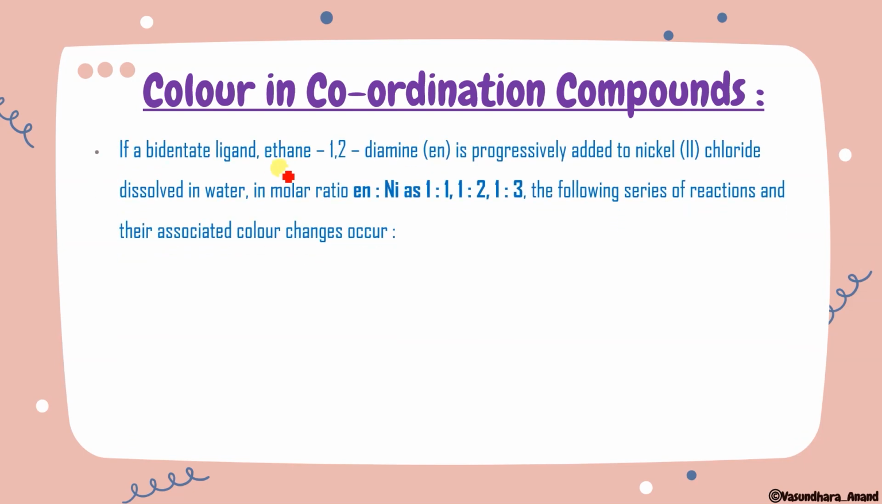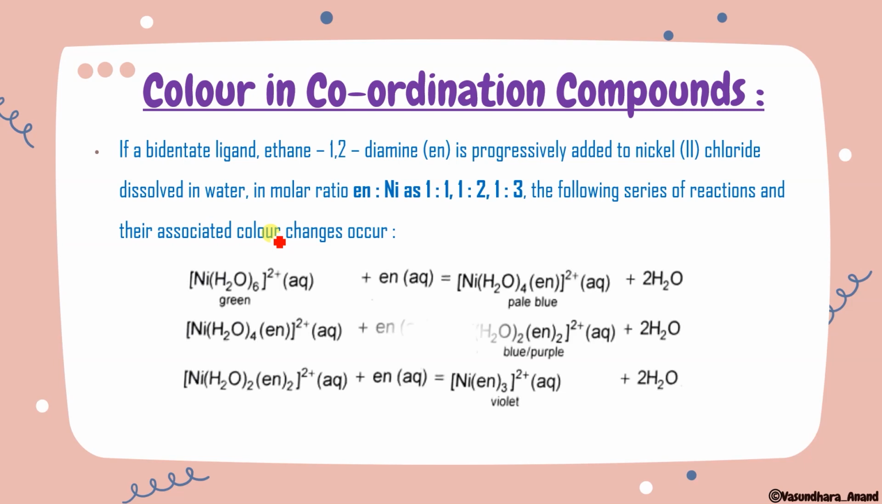If a bidentate ligand, ethane 1,2-diamine, आपको दिया जा रहा है, is progressively added to nickel 2 chloride dissolved in water in molar ratio En and Ni 1:1, 1:2, 1:3, then what will be the reaction and what will be the color change that we are going to study. Okay, you are provided with ethane 1,2-diamine, nickel 2 chloride and water as a ligand. Okay, so let's see the equations.